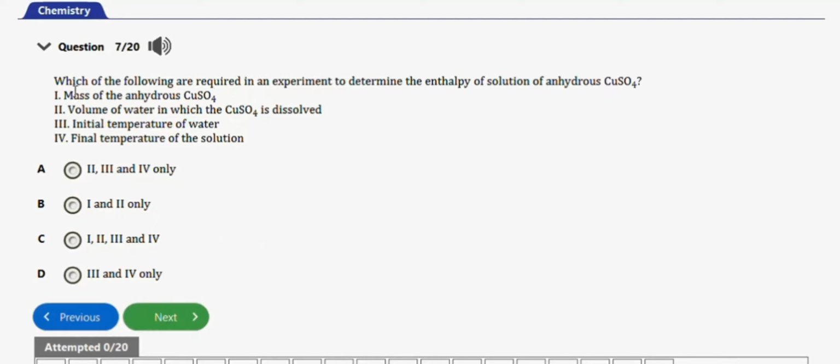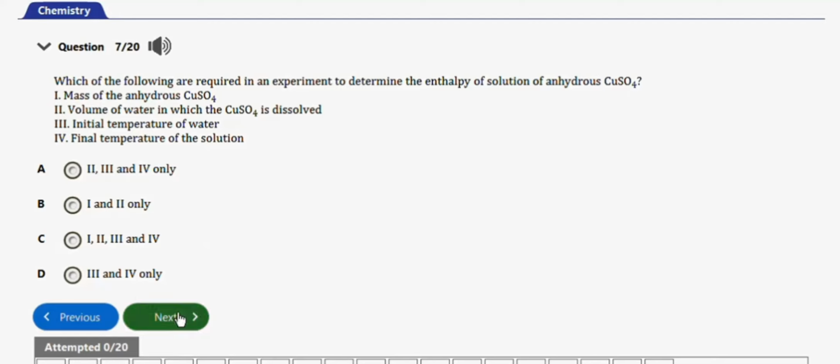Next question will be this one. It says, which of the following are required in an experiment to determine the enthalpy of solution of anhydrous copper 2 sulfate? So we have mass of the anhydrous copper 2 sulfate, volume of the water in which the copper 2 sulfate is dissolved, initial temperature of the water, final temperature of the water. So the right answer will be the one that contains all of them, as all will be required. So the right answer is option C.